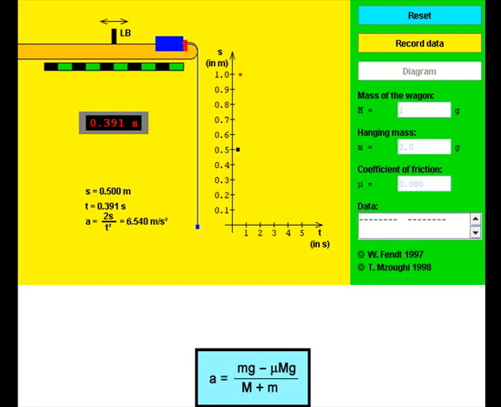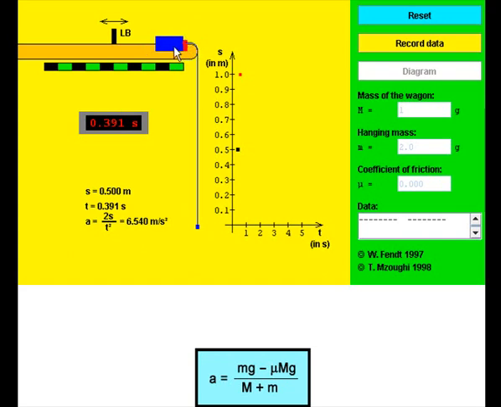Welcome to this short demonstration of what we call an Atwood pulley. This is a demonstration actually of Newton's second law. And the way this works is we have a small mass that's hanging at the bottom here, and we have a larger mass that is, of course, on wheels.